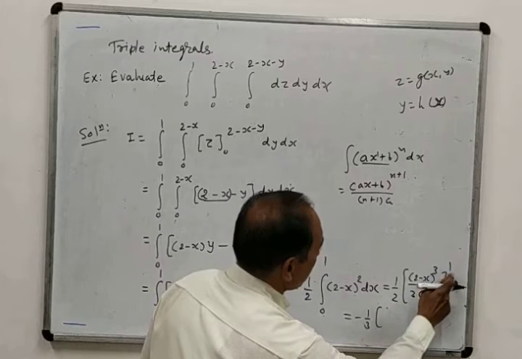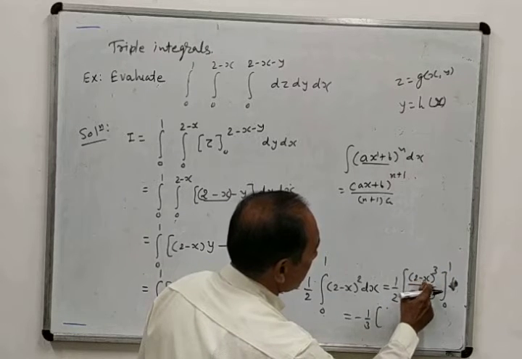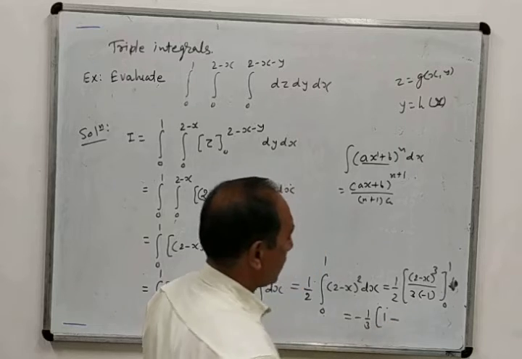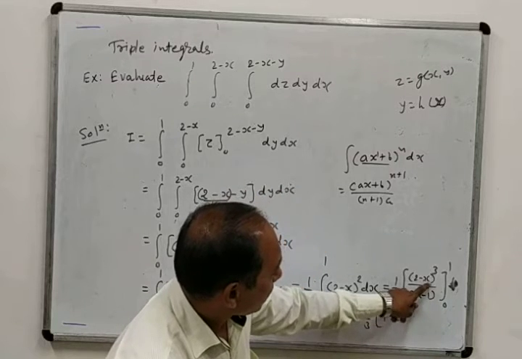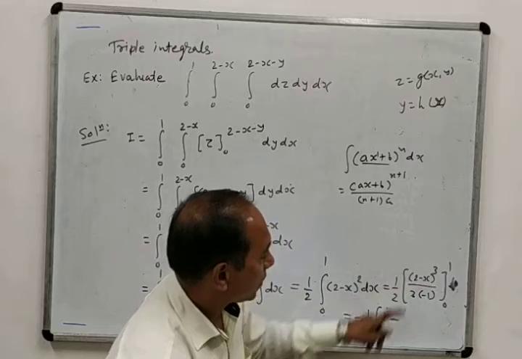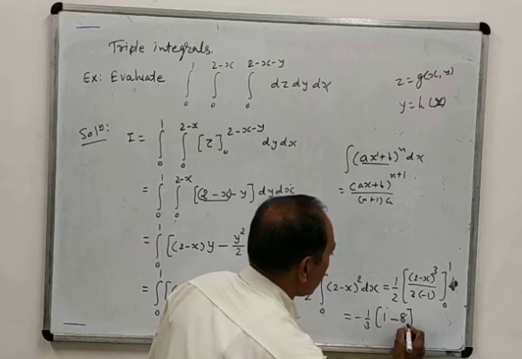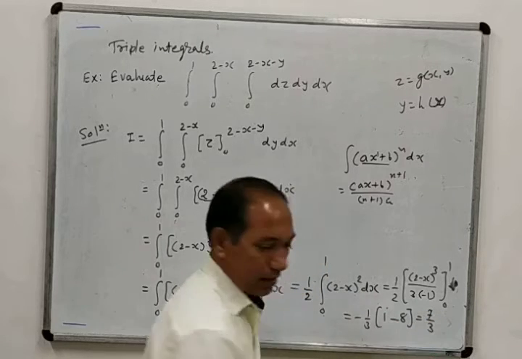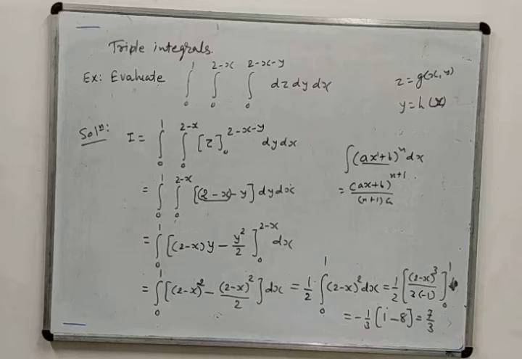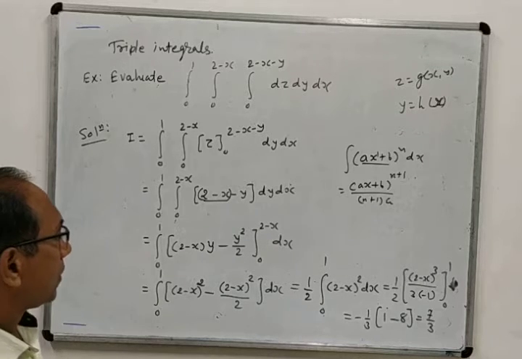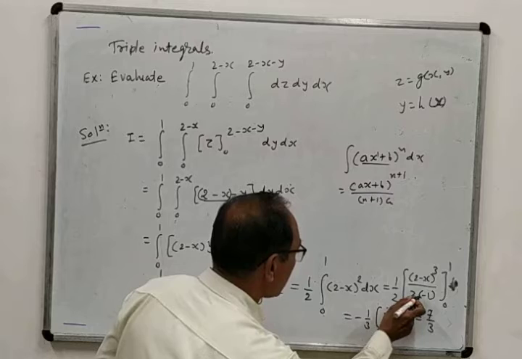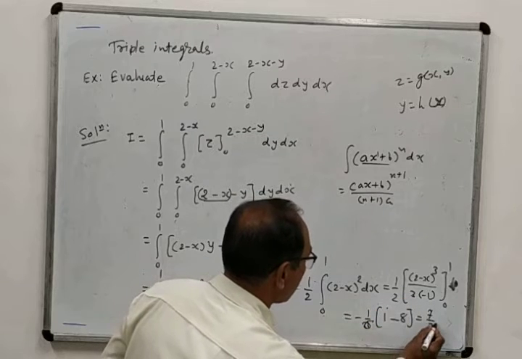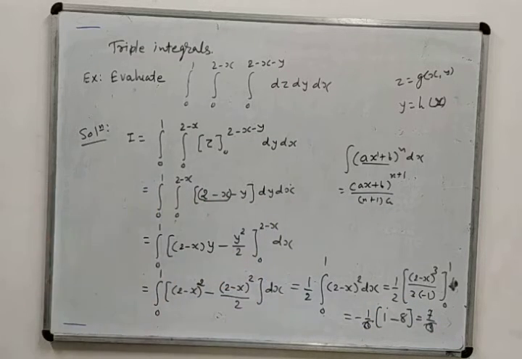So when we put x equal to 1 here, 2 minus 1 means 1, 1 cube means 1, minus, if we put x equal to 0, 2 minus 0 means 2 cube means 8. So 1 minus 8 is minus 7, so it is 7 by 3. So you can observe the solution of this problem has been obtained. Here is 2, so 3 into 2 is 6, so this is 7 by 6.